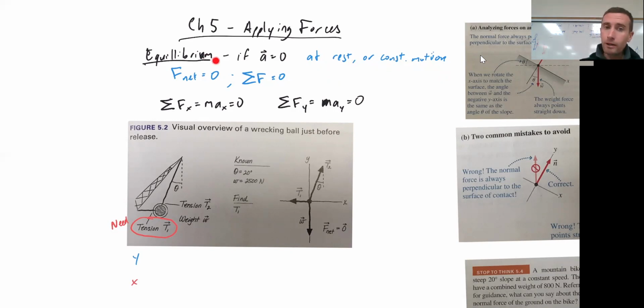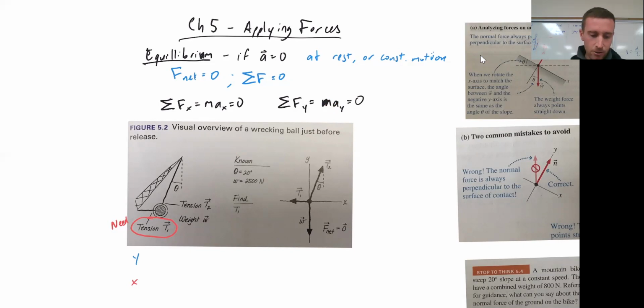You can also look at equilibrium and break it down into its x and y components. So the sum of the x forces is equal to 0, which means the mass times the x acceleration equals 0. And the sum of the y forces has to be equal to 0, so the mass times the y acceleration equals 0. So let's do this little sample from the textbook.